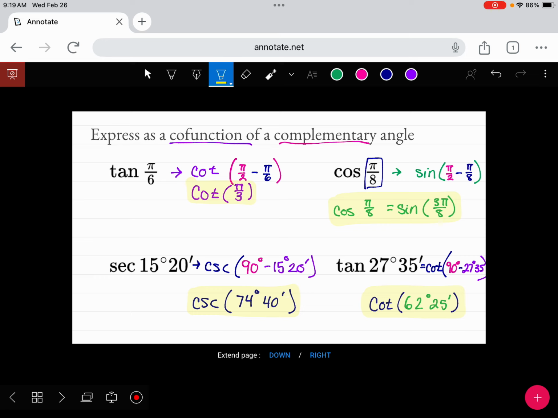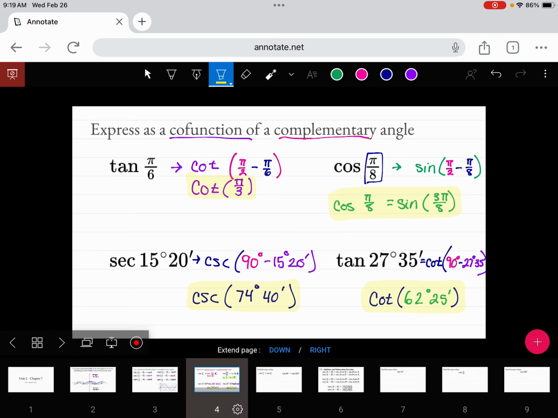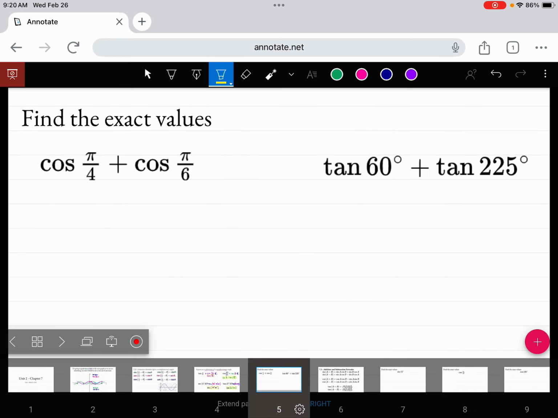The other big part of 7.3 uses a different kind of formulas to do a specific thing. So I'm going to give us a couple of pieces that we're going to work with first, and then I'll give you formulas and we'll practice with things. Okay? So what we're going to be doing is finding those in-between angles, but we're going to do it using some pieces here. So we're going to be finding exact values. So we're going to get all the way down to answers. We're going to look at cosine of pi over 4 plus cosine of pi over 6.